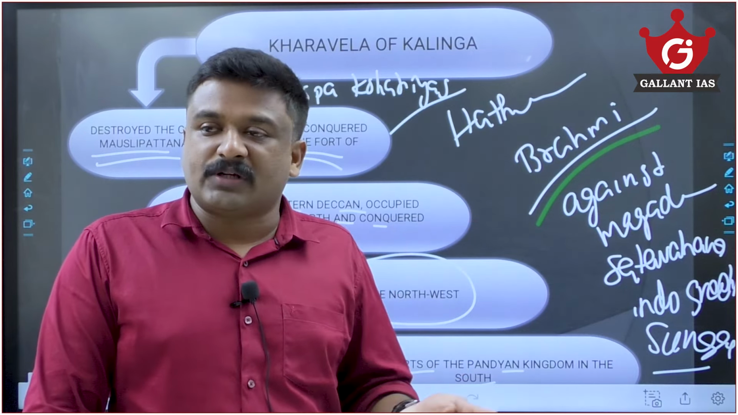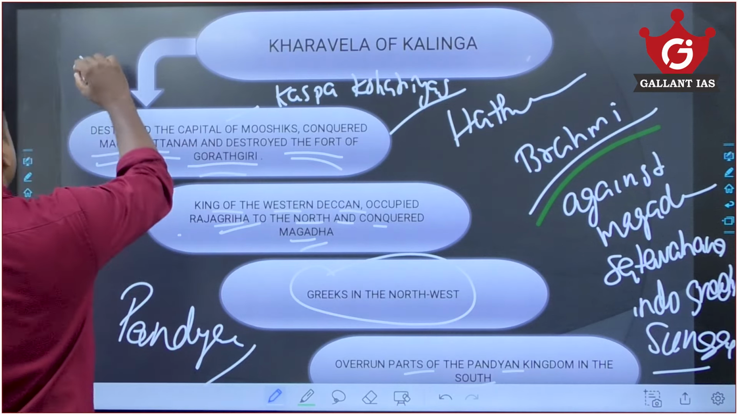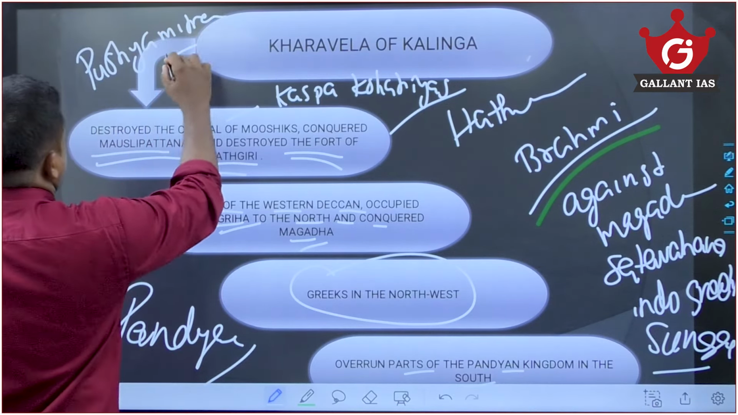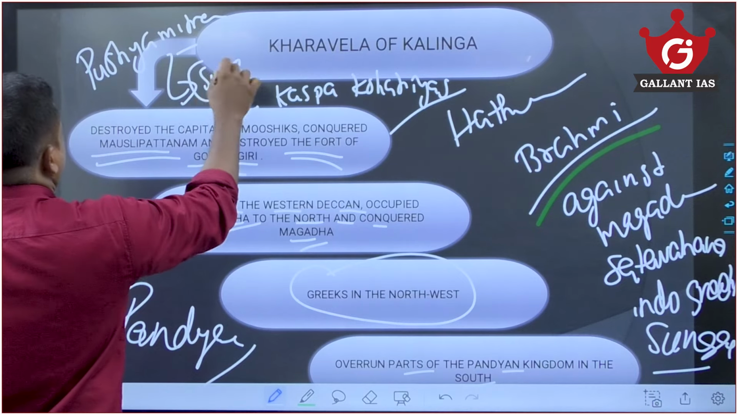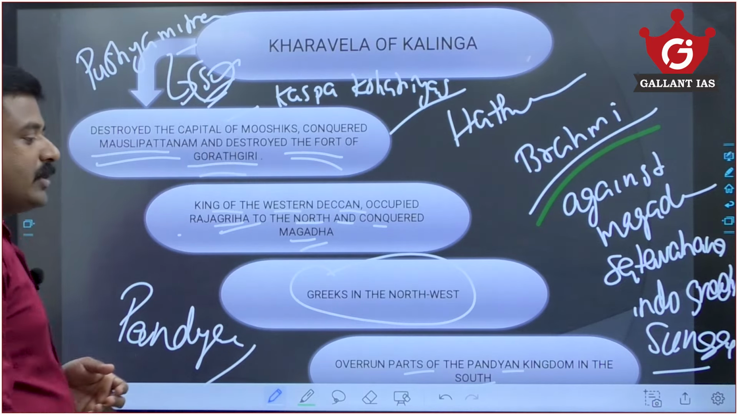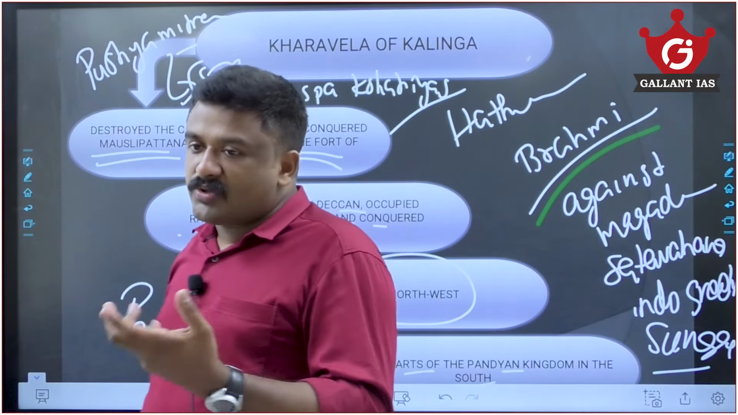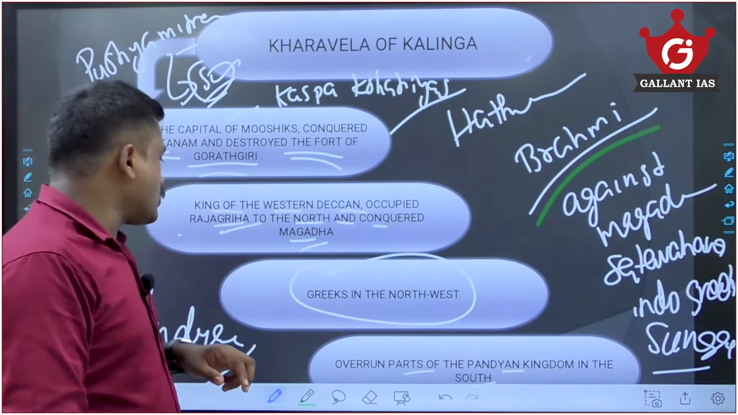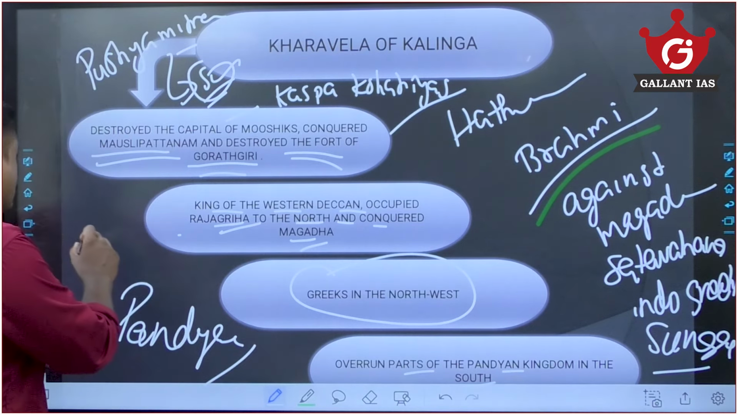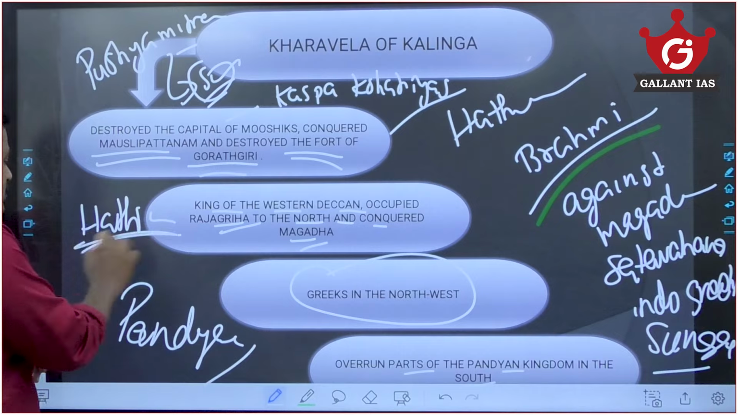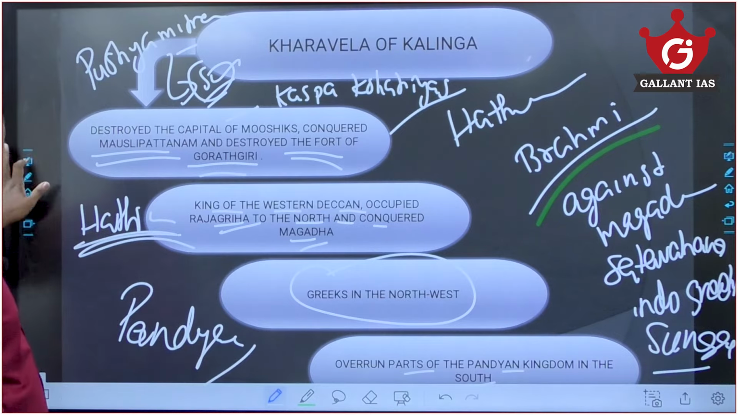Other rulers accepted his sovereignty, for example Pushyamitra Shunga. So many of the neighboring rulers accepted his sovereignty, and many states were conquered by him. He is known for his very successful military expeditions, which are discussed in the Hathigumba inscriptions.